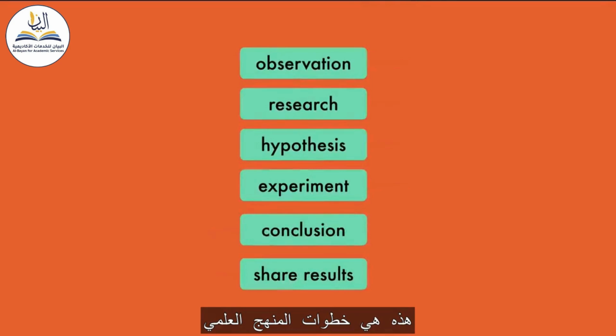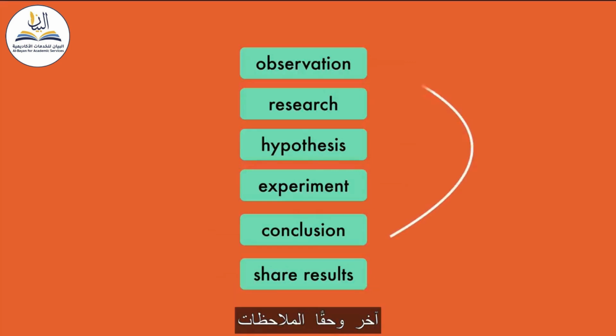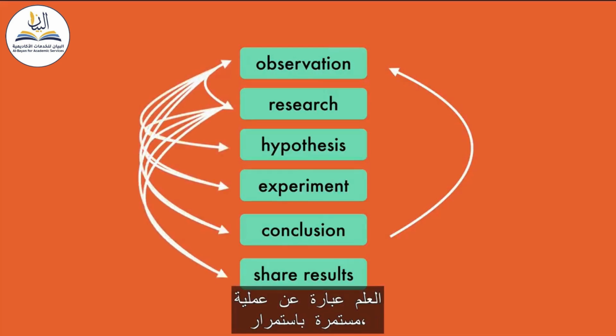These are the steps of the scientific method. And at any step, you can go back and repeat the process. Typically, after you conduct an experiment and conclude that your results aren't answering the question, you go back and try something else. And really, truly, observations and research are going on the entire time. Science is a continually ongoing process.